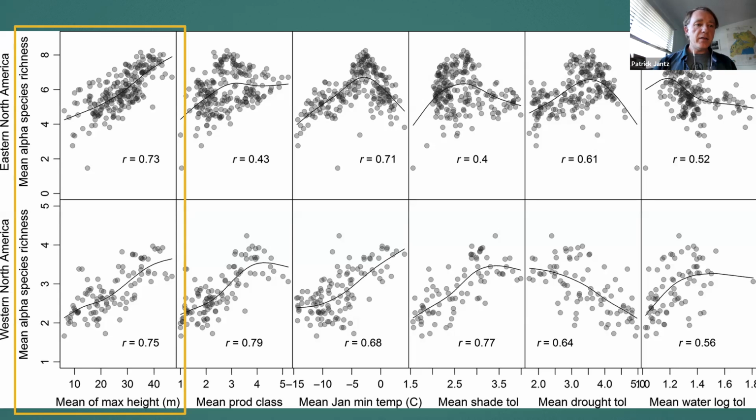Comparison of max height of trees and alpha species richness. And so that's the richness of trees at a particular plot. That's a little bit different than beta and gamma diversity, which you also may be familiar with. Gamma is kind of the overall number of species in a region, and beta would be the turnover of species from place to place.